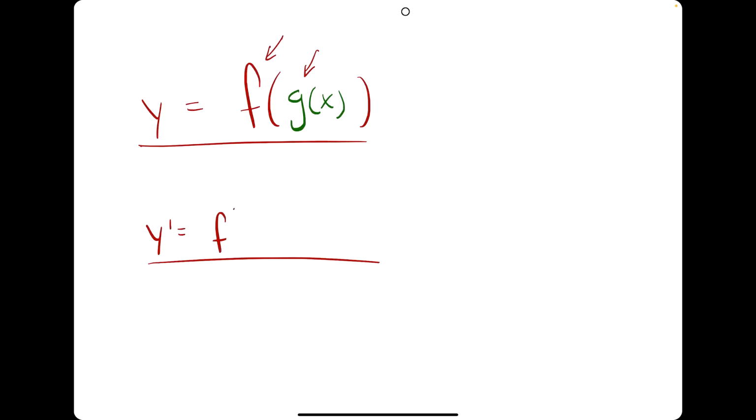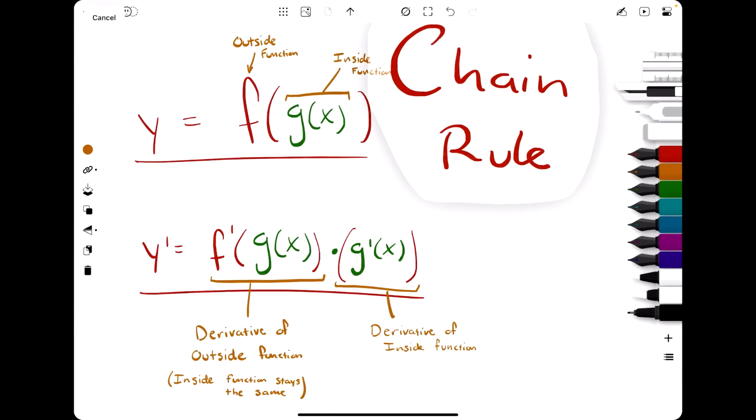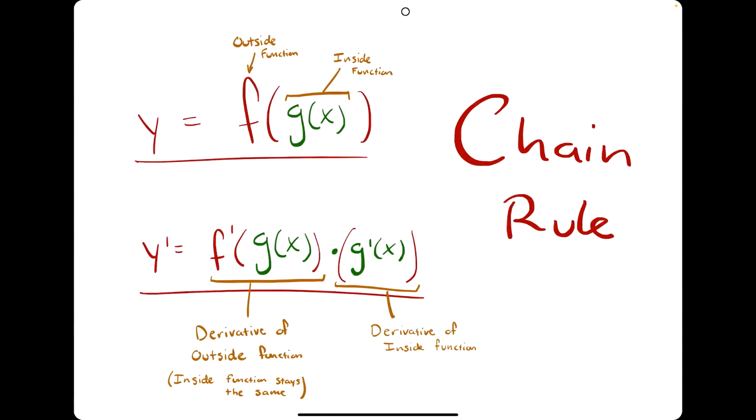So the way we start is by taking the derivative of the outside layer, f prime, while leaving the inside layer the exact same. And then all we do is just multiply by the derivative of the inside layer, g prime of x, and we're done. And so in its simplest form, this is the chain rule. So let's do a few examples.